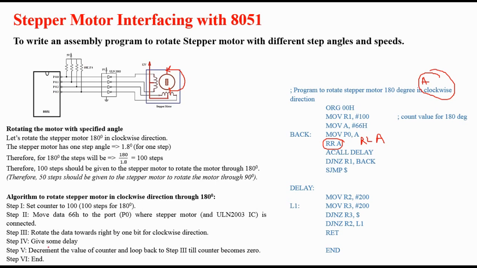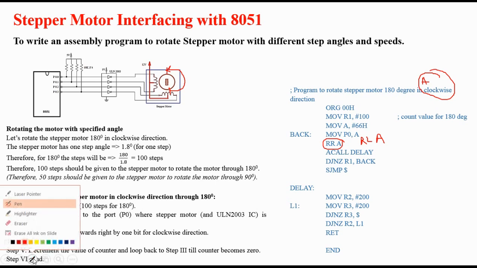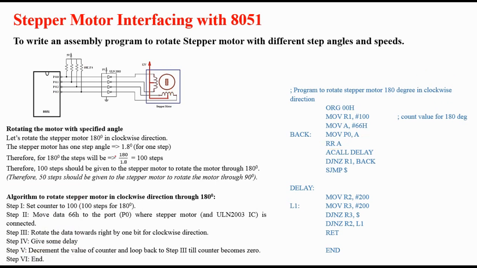Now let us suppose you want to rotate the motor in clockwise direction for, let's say, 90 degrees. So there will be only 50 steps. So you need to move 50 into R1 and rotate the motor for 90 degrees in a clockwise. For anti-clockwise what will happen? It will be 50. For anti-clockwise it will become RLA. So that will be the instruction for anti-clockwise direction.